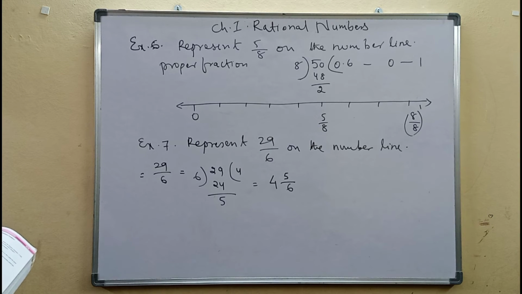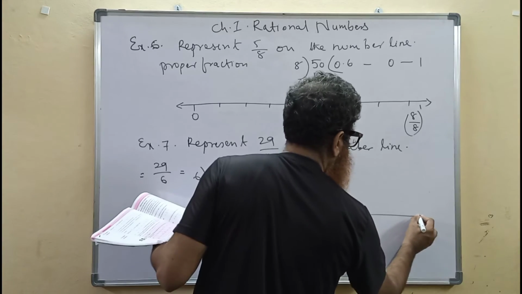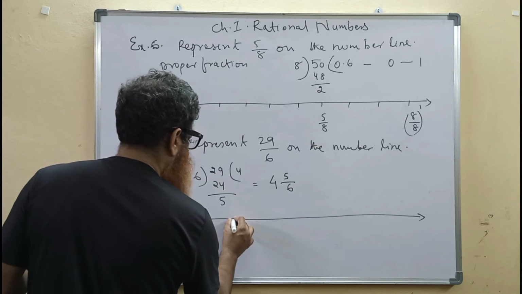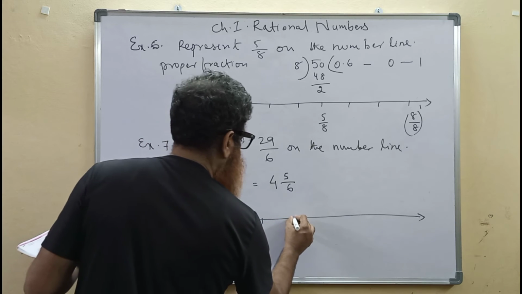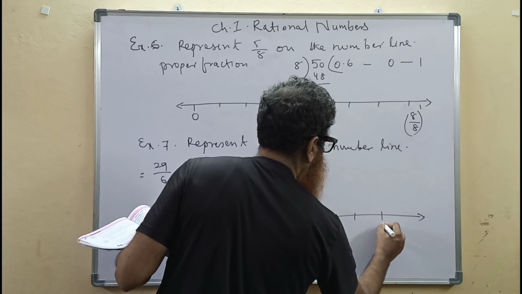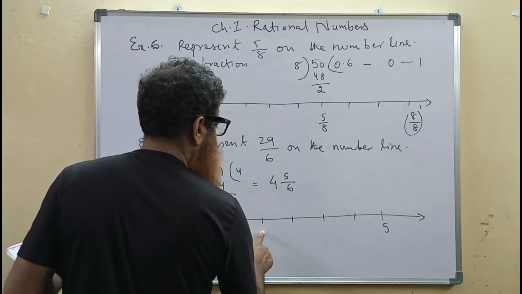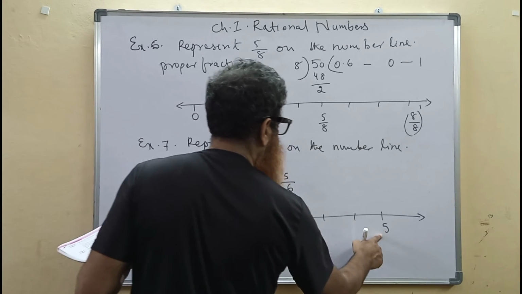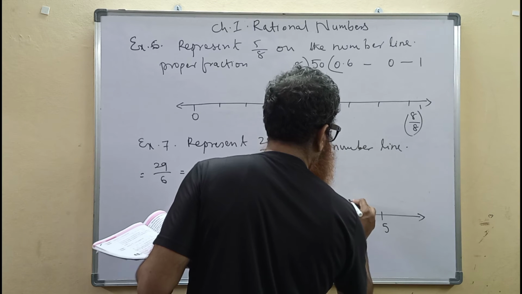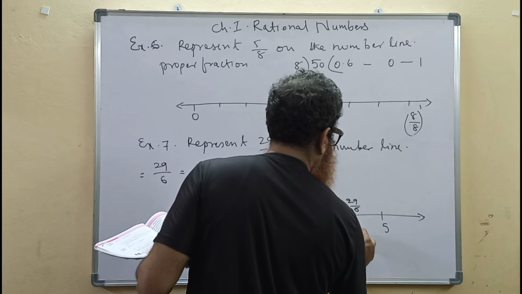This lies in between 4 and 5. We can understand from this that this number lies between 4 and 5. Starting from 4, we mark equidistant 6 points. This is 5 and this is 4. In between we have 1, 2, 3, 4, 5, 6. This was the number here, 4 5 by 6. This is 29 by 6 or 4 5 by 6.